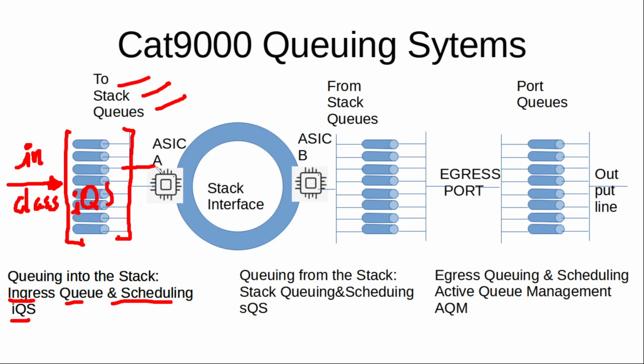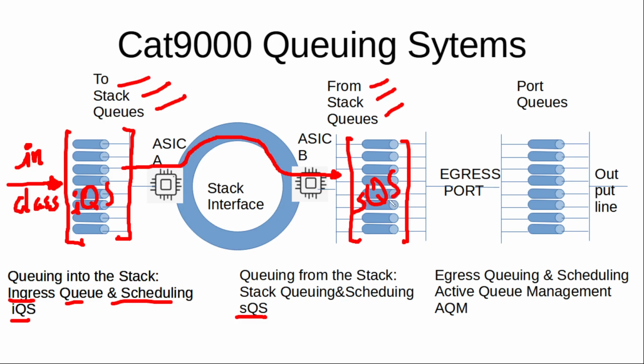Then your packet will have to travel through the stack interface and eventually will reach an egress ASIC where the packet will be placed into a set of queues that are known as from stack queues. The from stack queues are managed by the stack queuing and scheduling process or subsystem that is known as SQS. So SQS is going to manage all the queuing and scheduling for the from stack queues.